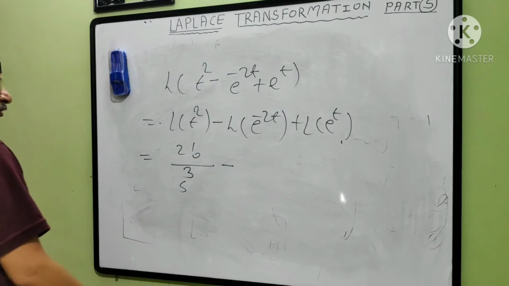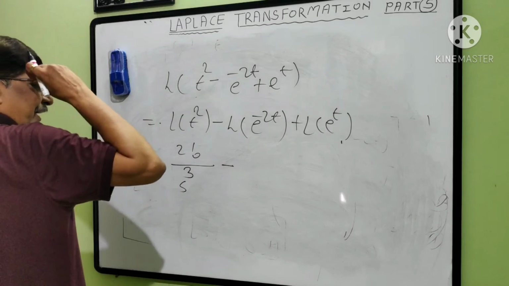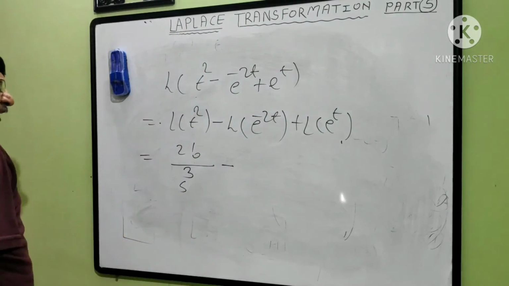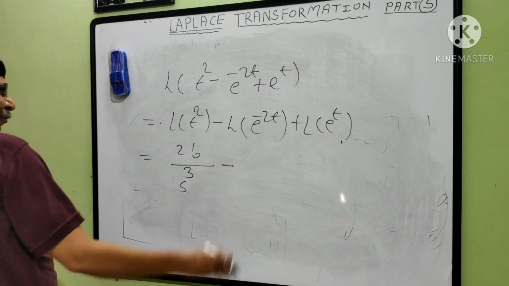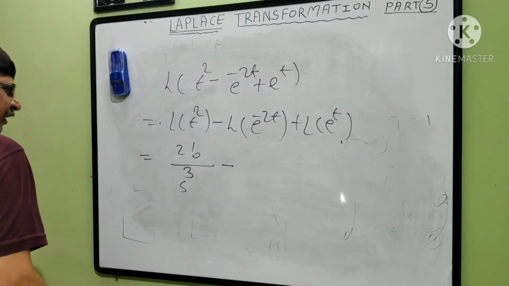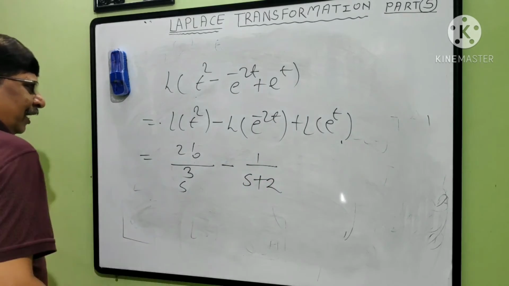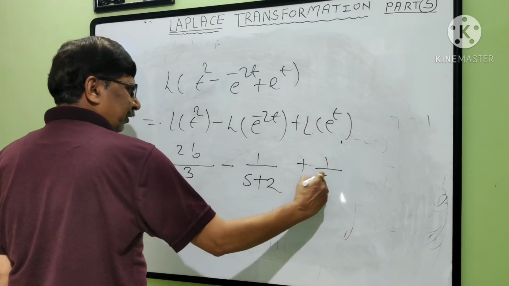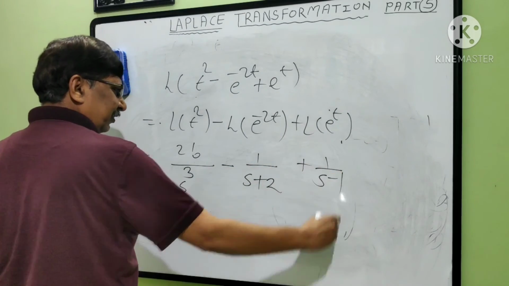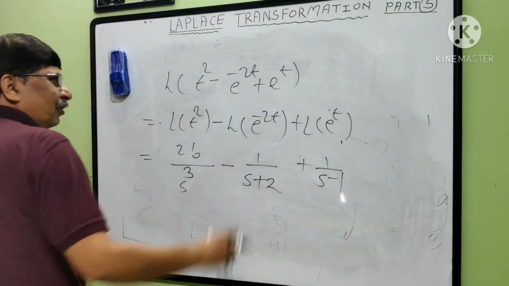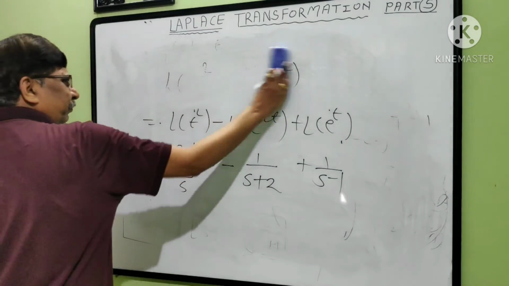Formula based questions are there in your exercise, and I have also told some results. These are important. Any sum you can solve with the help of these results. e raised to minus 2t means 1 upon s minus minus a, that is 1 upon s plus 2, and e raised to t means 1 upon s minus 1. This is the result only. Like that, these are some problems from another book.